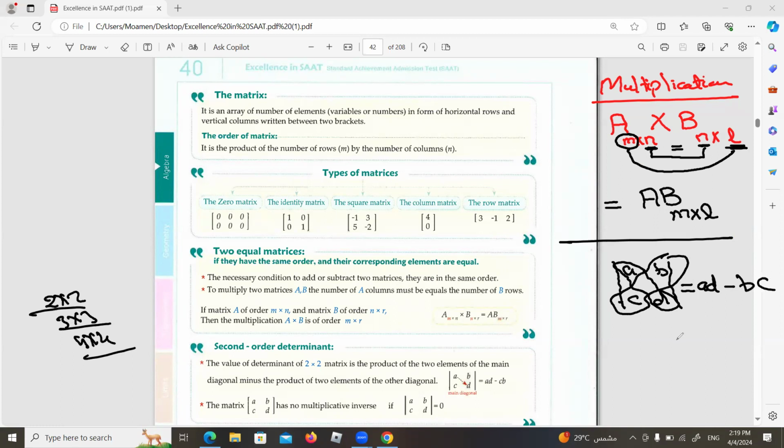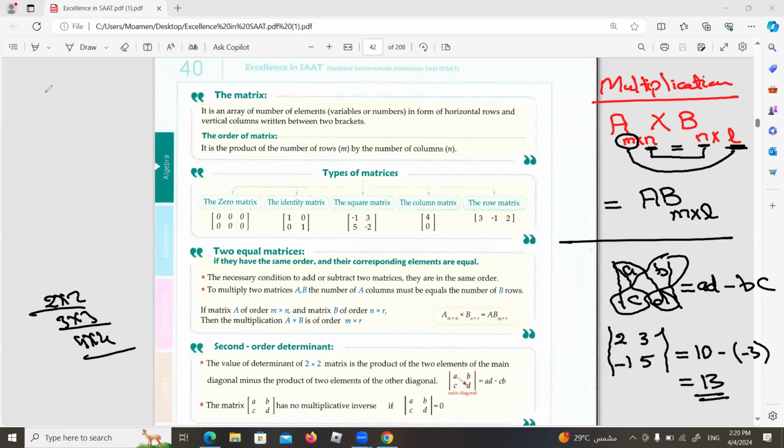To get the value of the determinant that contains 2, 3, -1, and 5, it will equal 2 times 5, which is 10, minus 3 times -1, which is -3. So it will be 10 minus -3, which means 13. To get the determinant, you must get the answer like this. Pay attention with me.